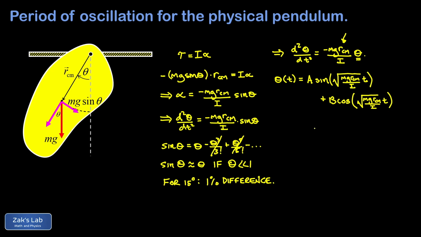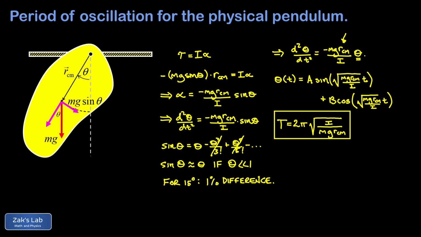So that's the general solution of the physical pendulum, but all I'm really interested in right now is finding the period of oscillation. So all I have to do is remember that the period is given by 2 pi divided by the coefficient of t. So that's going to be 2 pi times the reciprocal of this coefficient. In other words, 2 pi times the square root of I divided by mg r center of mass.